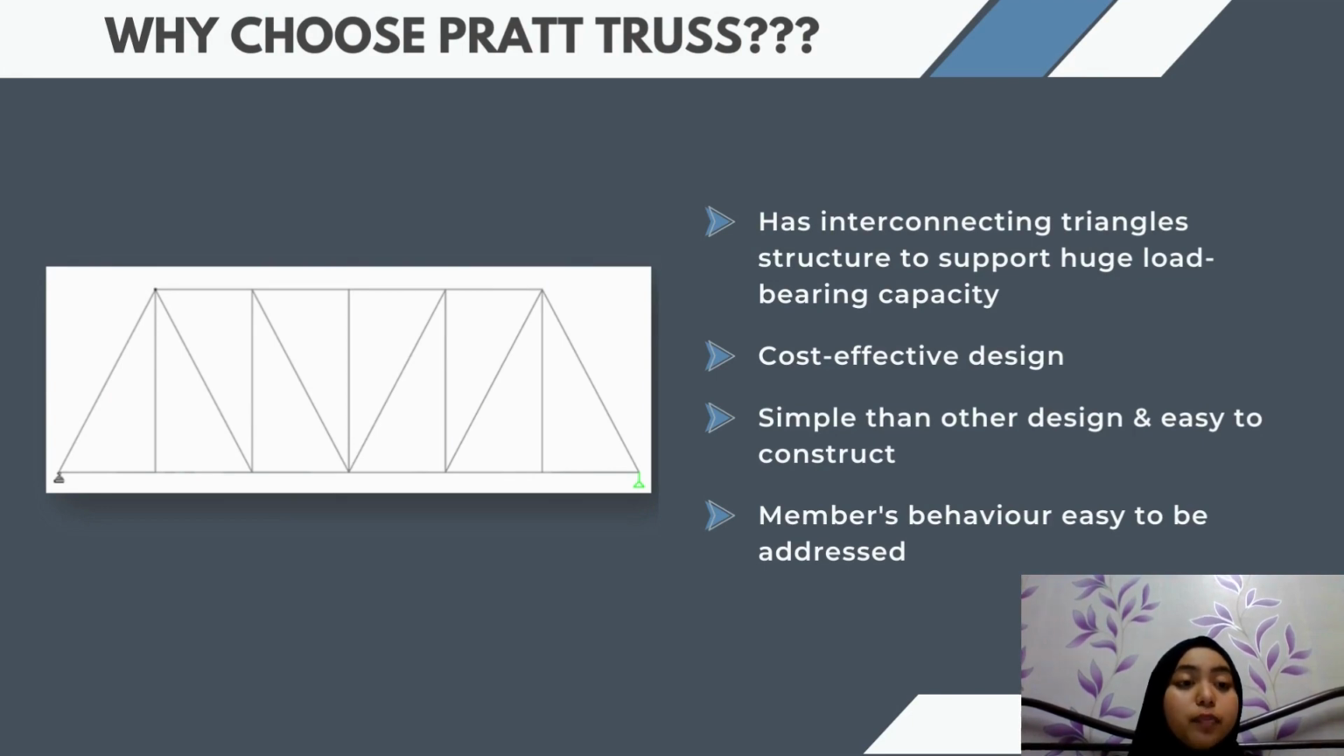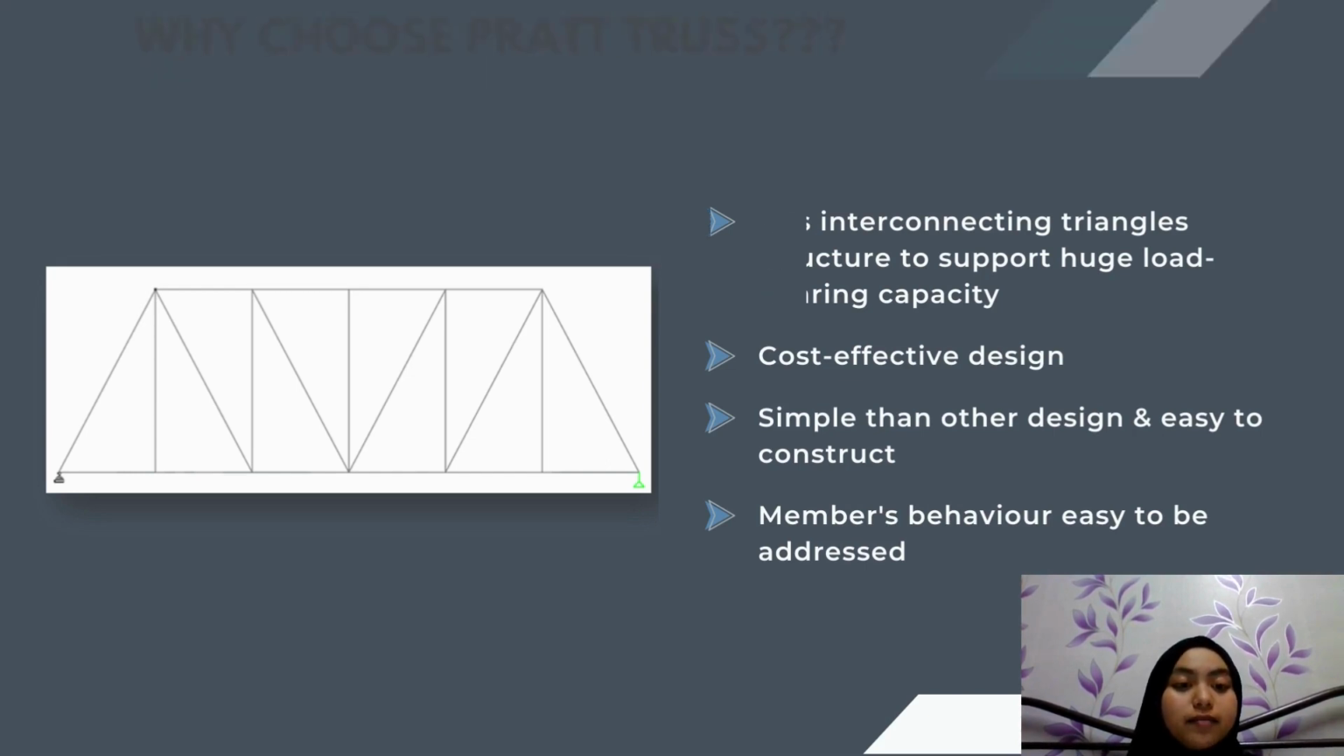Next, the Pratt Truss is also known as a cost-effective design, and it is simpler than the other trusses and easy to construct. Next, the internal member behavior is also easier to address than in the other designs.